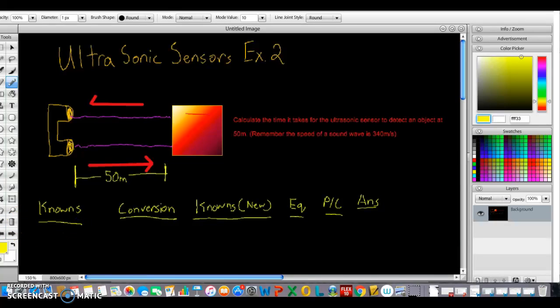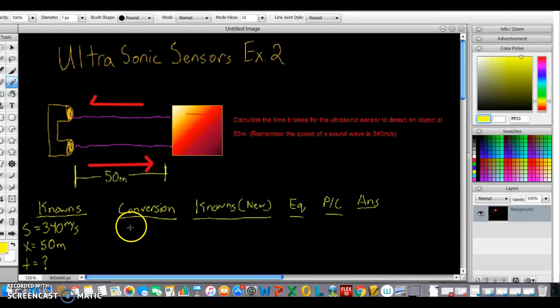All right, so let's first start off with our knowns. What do we know? We know that we have some type of speed that's given to us. The speed is 340 meters per second. And we have a distance. We said our distance was 50 meters. And we have a time, and that is what we don't know.